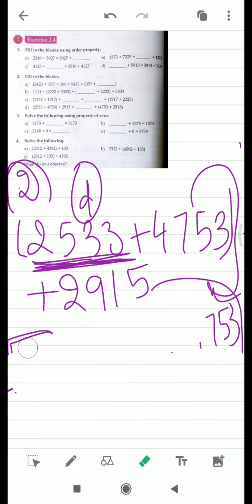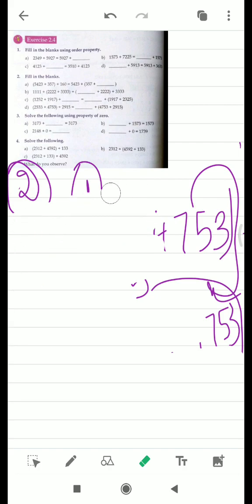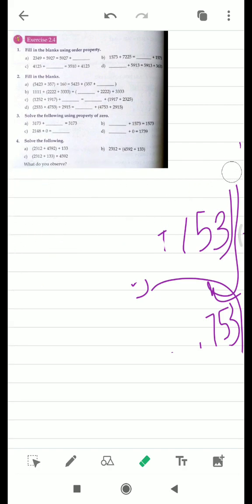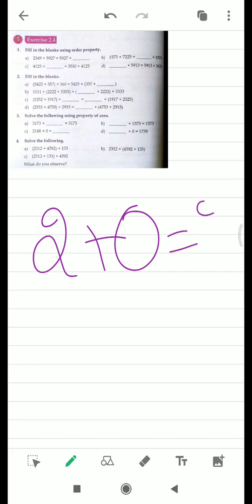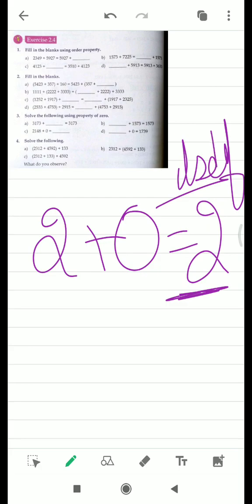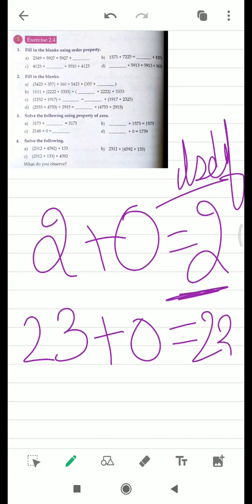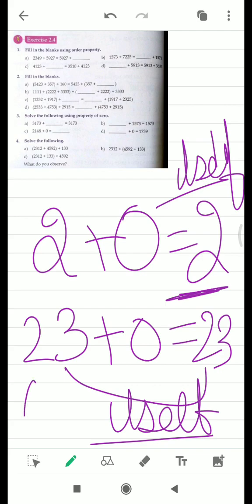Now let's move to our next third question. Third question is about using the property of zero. Remember the property of zero? It states that whenever we add 0 to any number, the sum is the number itself. If I add 23 and 0, then I get 23 again. It's itself only. And this holds for all numbers. Okay?